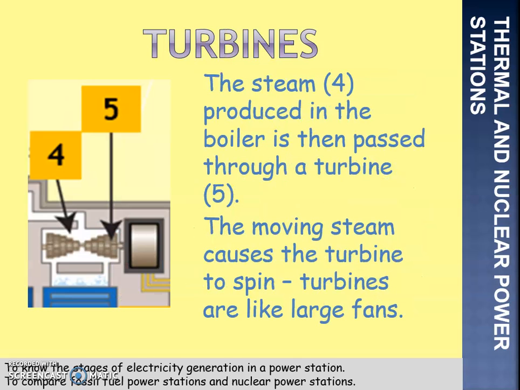So the steam at number 4 is then produced in the boiler, it's then passed through a turbine. The moving steam causes the turbine to spin. Turbines are like large fans. If you get a little windmill in front of you and you blow it, that causes the fan to move around. And it's the same case here. As the steam passes through the turbine, it catches on those fins and causes them to spin around.